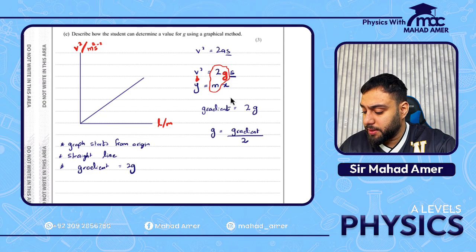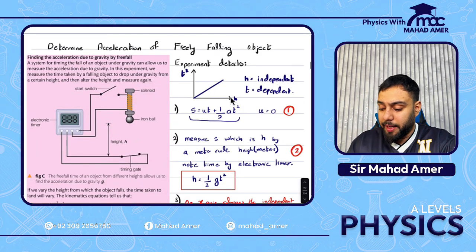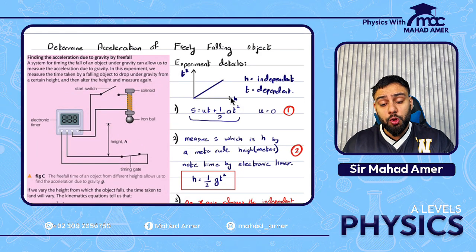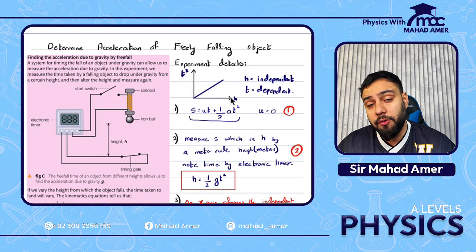In this lecture, we discussed everything related to the experiment of determining acceleration of free fall. There were multiple ways to do it, and I'm hoping that you can do any question that comes up regarding this. In the next class, we'll be starting off with the graphs.